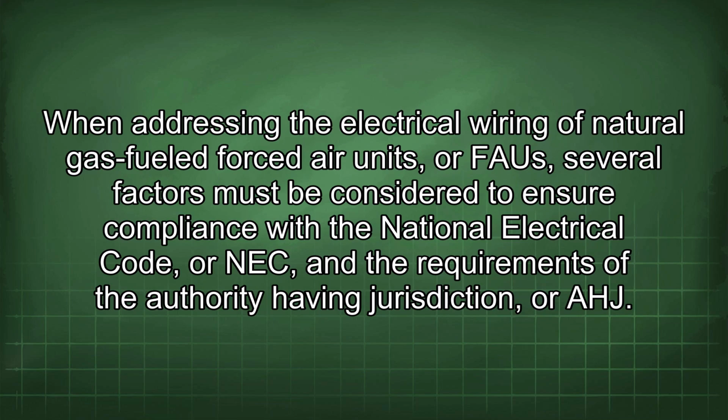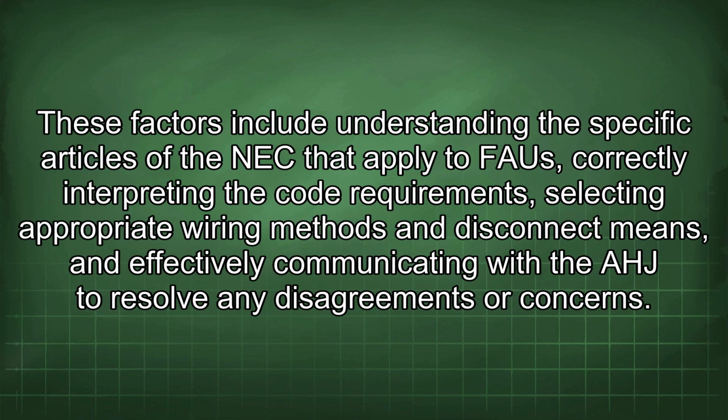When addressing the electrical wiring of natural gas-fueled forced air units, or FAUs, several factors must be considered to ensure compliance with the National Electrical Code, or NEC, and the requirements of the authority having jurisdiction, or AHJ. These factors include understanding the specific articles of the NEC that apply to FAU, correctly interpreting the code requirements, selecting appropriate wiring methods and disconnect means, and effectively communicating with the AHJ to resolve any disagreements or concerns.